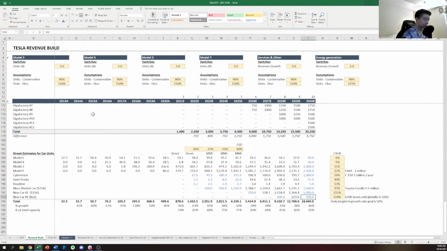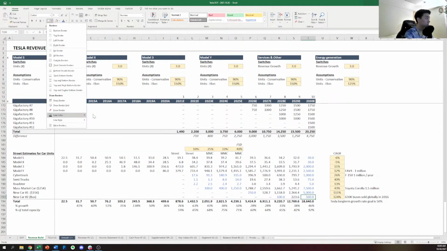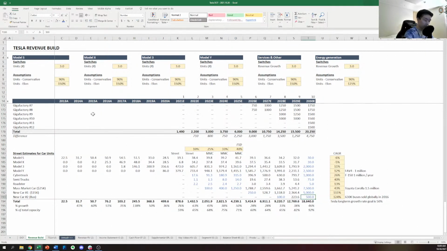Oof. All right, we're at 18 million. And this is 92% of their capacity, 82%, 65, okay. And what are they growing at?